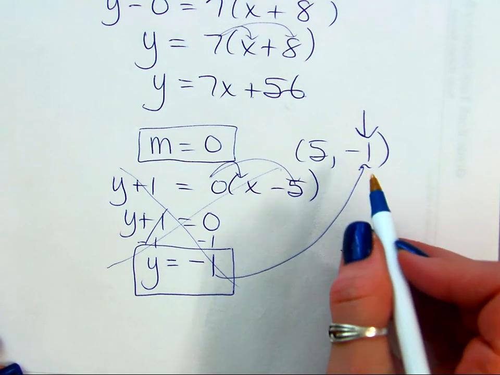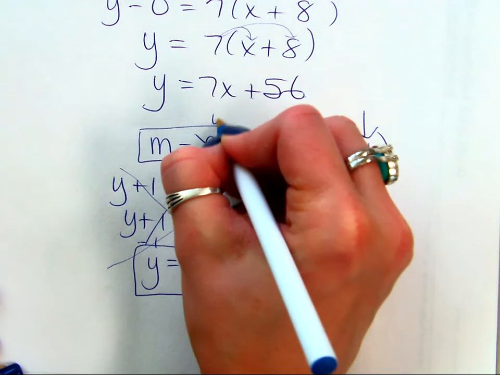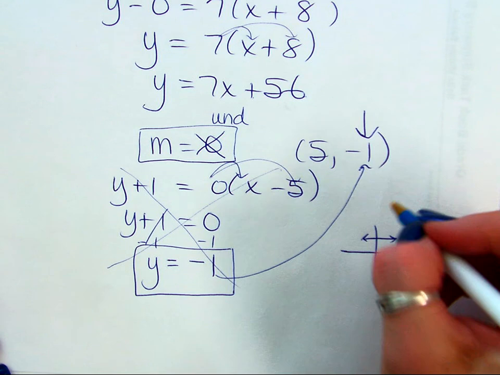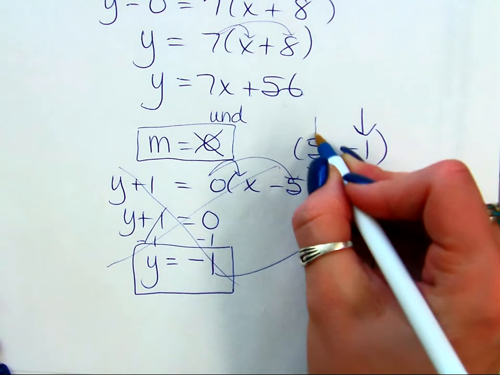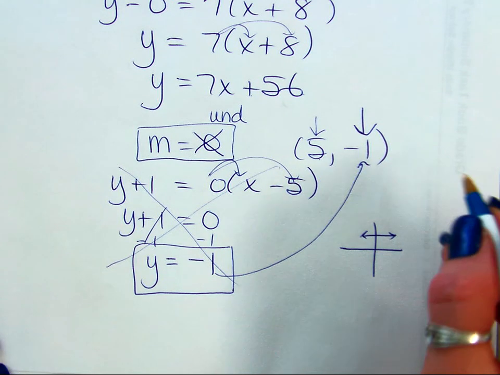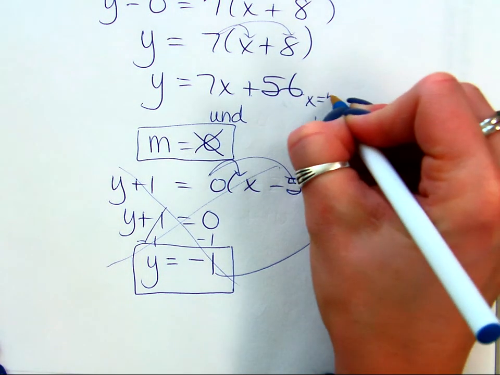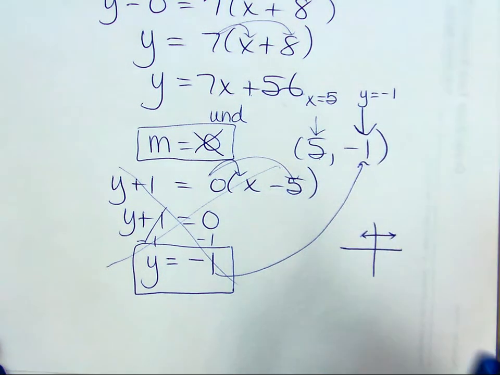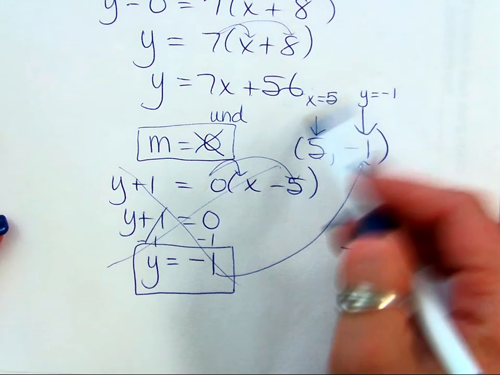What if I switched this and said, okay, now the slope is undefined? It wouldn't be y equals negative 1. It would be x equals 5. Do you remember that? So x would equal 5 if it was undefined, a vertical line. Y would equal negative 1 if it was horizontal. But we don't need to really get into that too much today.